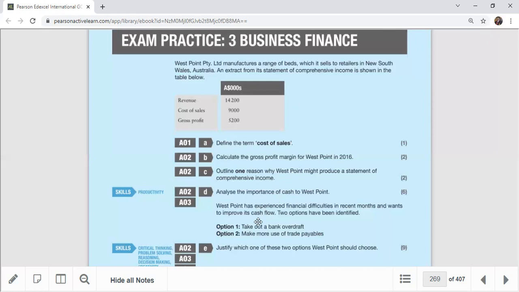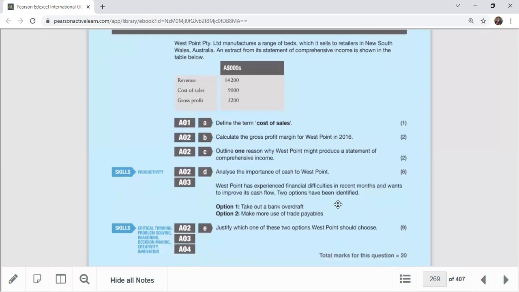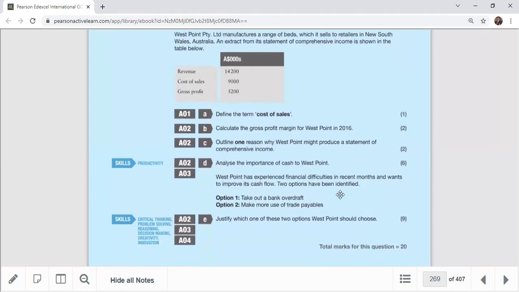Okay, the 9-marker question, the last one. The West Point has experienced financial difficulties in recent months and wants to improve their cash flow. 2 options have been identified. Option 1, take out a bank overdraft. Option 2, make more use of trade payables. This kind of question, when you're answering a 9-mark question, I'm always saying pick one option.